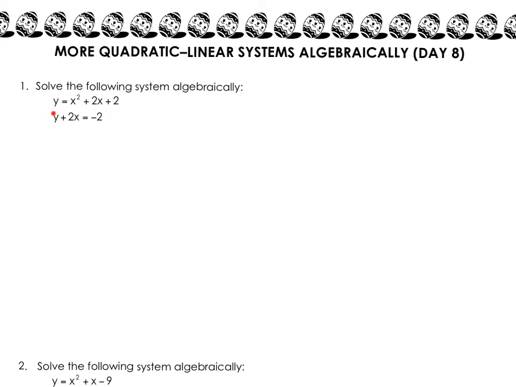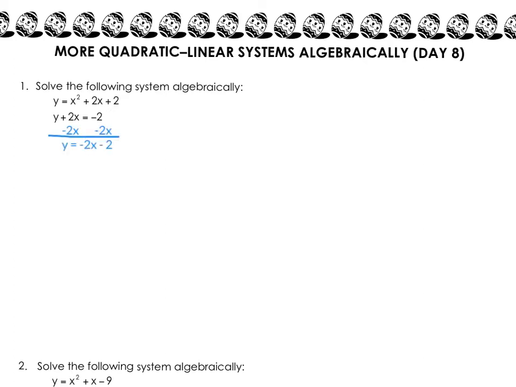So if I look, my first one here, y equals x squared plus 2x plus 2, that one is ready to go. The next one, y plus 2x equals negative 2, is not in y equals yet. So what's on the wrong side? The 2x is with the y. I want y alone. So the first step is to subtract the 2x from both sides so that I then have the equation in y equals.